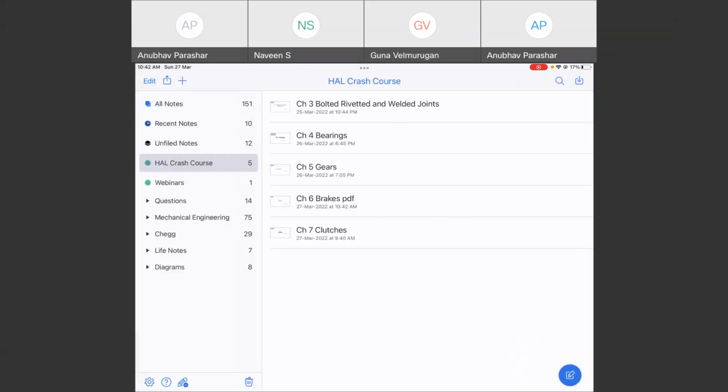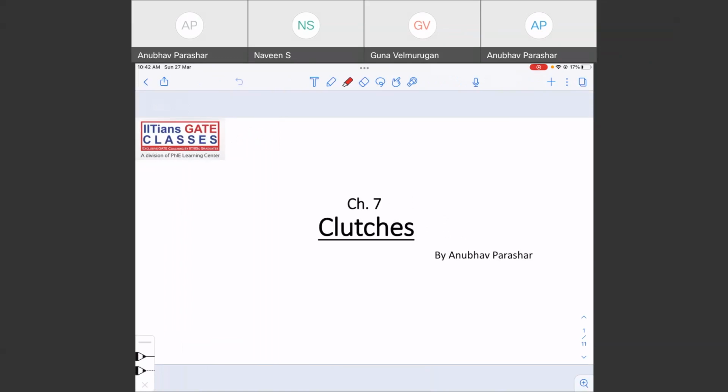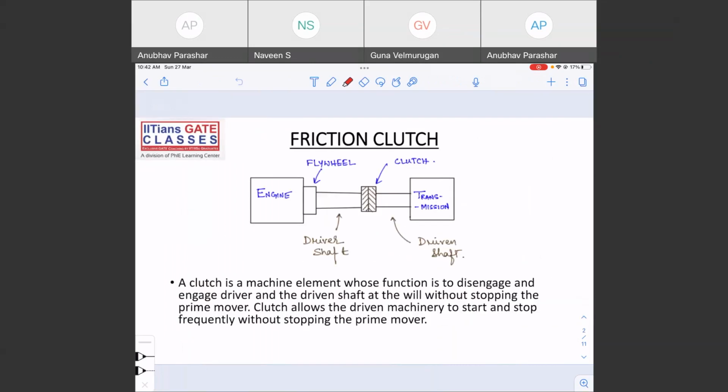Now let us enter into clutches. This is our last chapter, clutches. All of you go through this small definition, and then I'll explain how exactly a clutch works and what exactly is the requirement of a clutch.